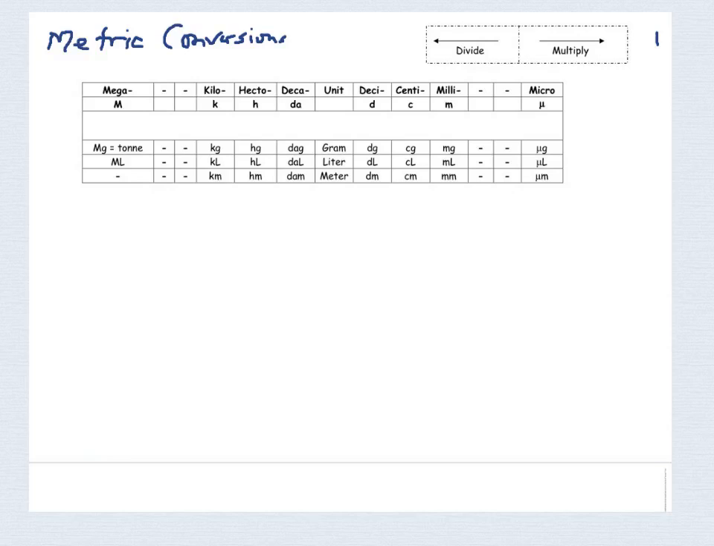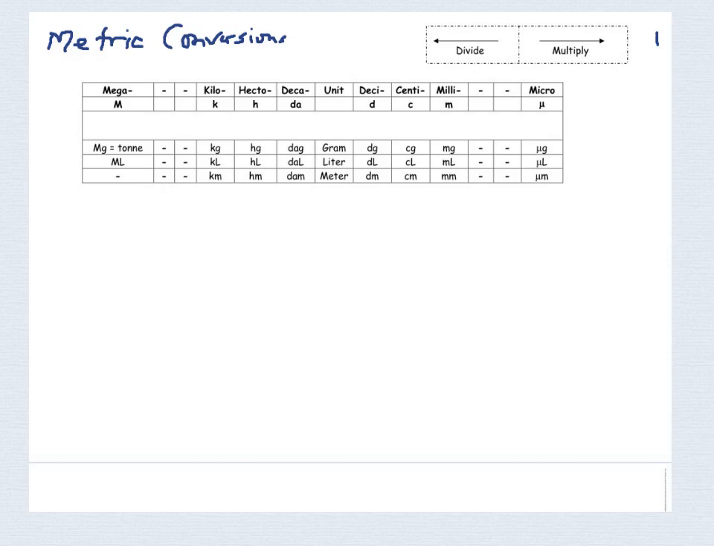This video is going to teach you how to convert between different metric units. The metric system is based on moving the decimal place by factors of 10. You don't need to memorize a whole bunch of stuff to do metric conversion. It's quite simple. Once you know how your prefixes relate to each other, the conversions become very easy.